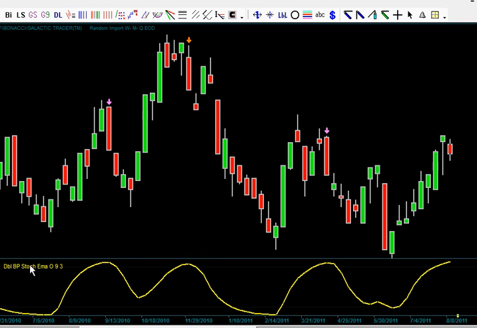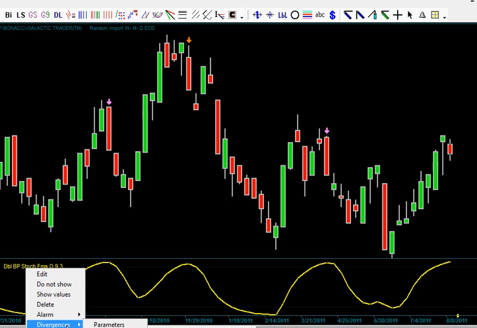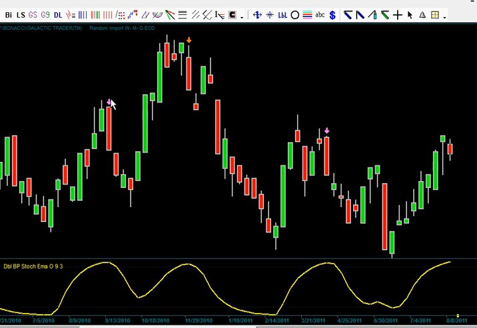Furthermore, I applied a momentum indicator and I asked Fibonacci software to show me the divergences. And it does so by drawing me these arrows right here. That looks really good. 3 arrows and they all look pretty good.